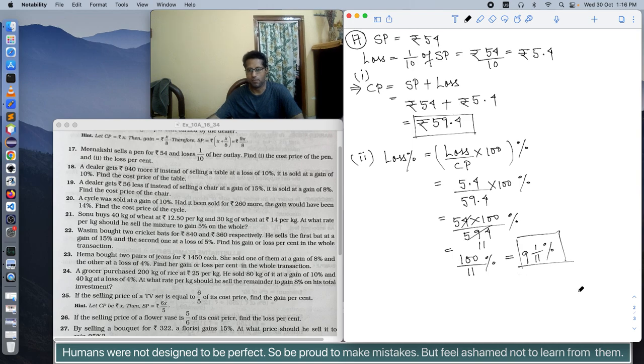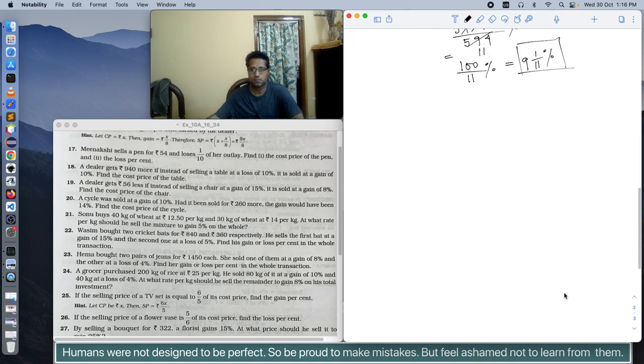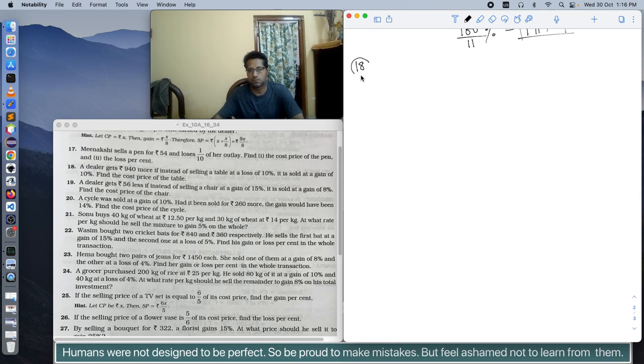Okay, let's do problem number 18. A dealer gets rupees 940 more if instead of selling a table at a loss of 10%, it is sold at a gain of 10%. Find the cost price of the table. A dealer gets rupees 940 more if instead of selling a table at a loss of 10%, it is sold at a gain of 10%.